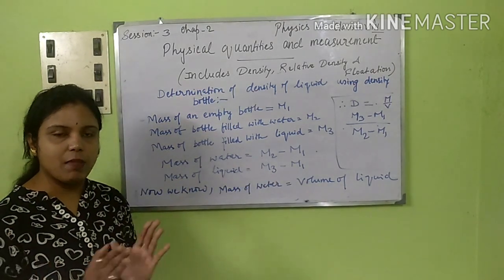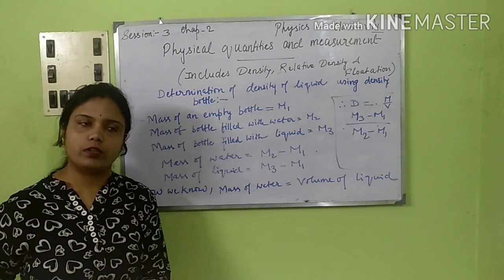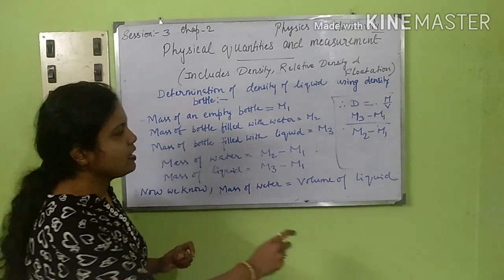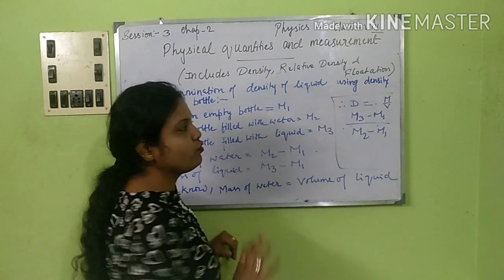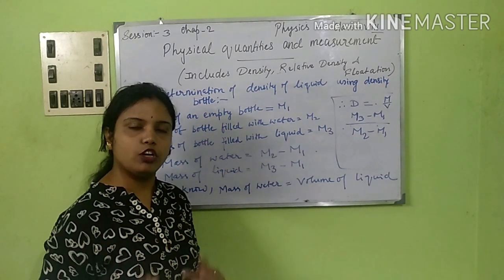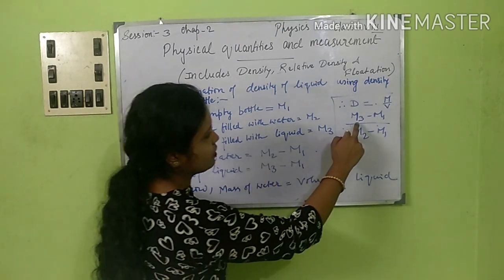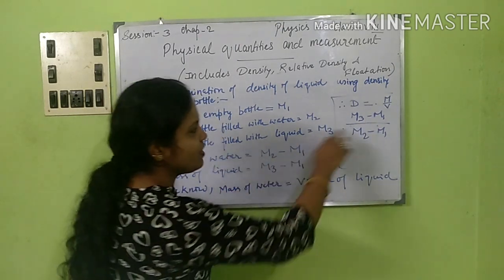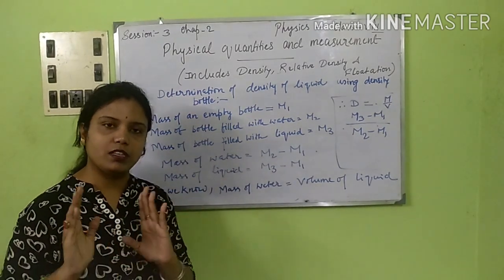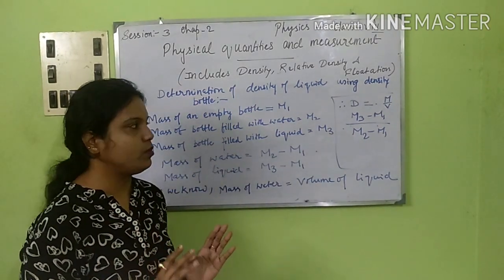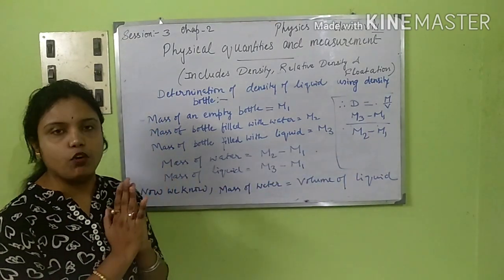Now as I said, the mass of the water in the density bottle will be equal to the volume of the liquid. Considering that, D, that is the density of the liquid, is equal to mass by volume, that is mass of the liquid by volume of the liquid. Mass of the liquid we have already got as m3 minus m1. So I am writing m3 minus m1 divided by m2 minus m1, which is the mass of the water, because we know that the mass of the water in the density bottle is equal to the volume of the liquid. That is why we get this formula.